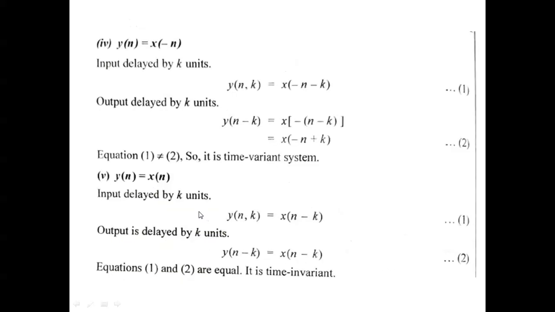See the example. The input is delayed by k, so y of n minus k. Here the k-delayed input is n minus k, so we just put in minus k, that's the delayed input. Then the output is delayed by k, y of n minus k. So the output also gets delayed, y of n minus k. So 1 and 2 are equal. It's time invariant because the characteristics of the signal are not varied.